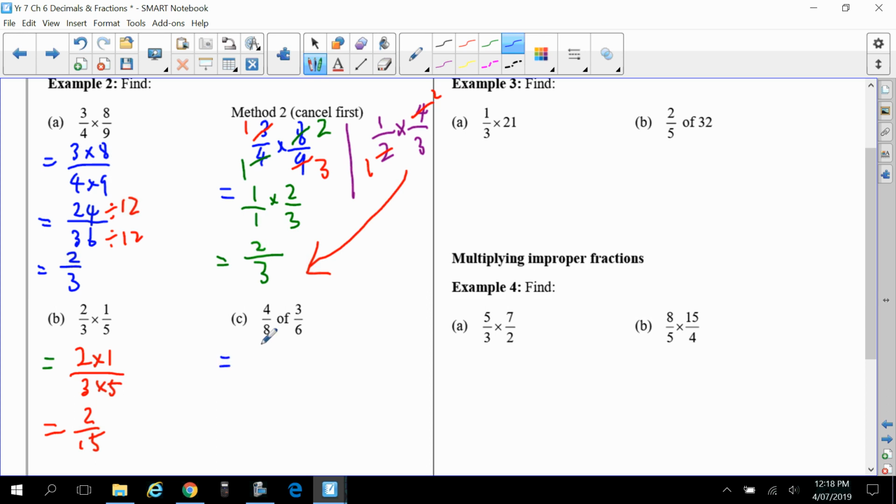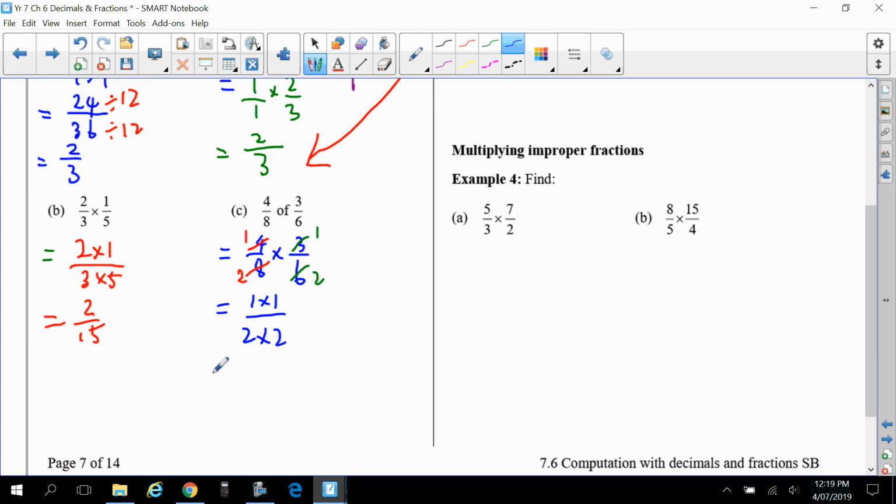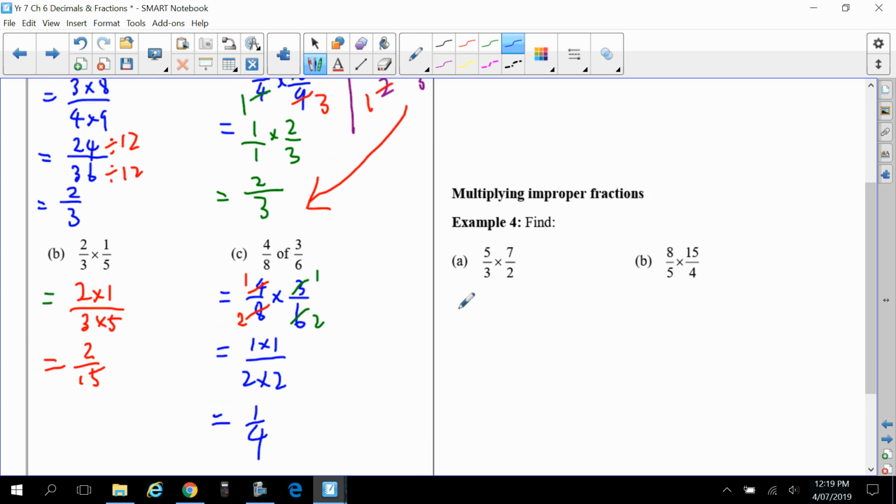Yeah, you have to simplify. Okay, 4 over 8. Of means times. So let's simplify both. You will see that this one, you get 1 over 2. The other one is also 1 over 2. So the answer is 1 times 1 over 2 times 2. The answer will be 1 over 4. Any question? I know it gets a bit boring, but that's what you have to pay attention to.